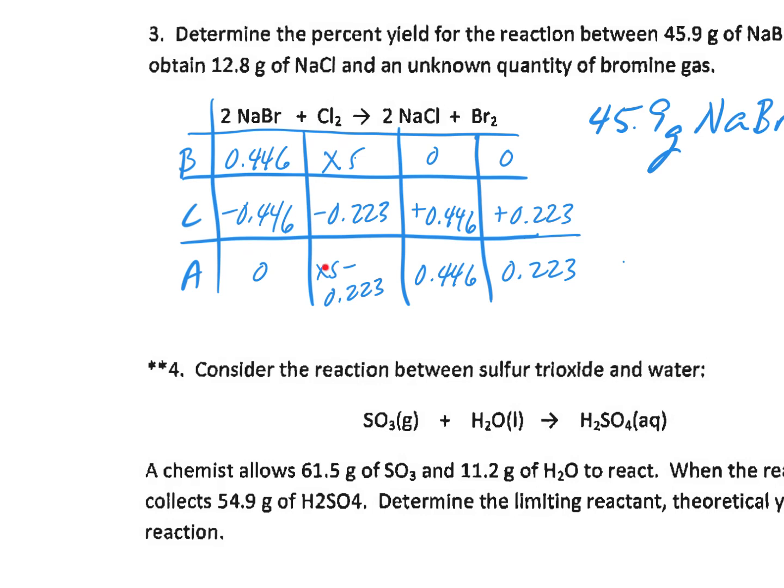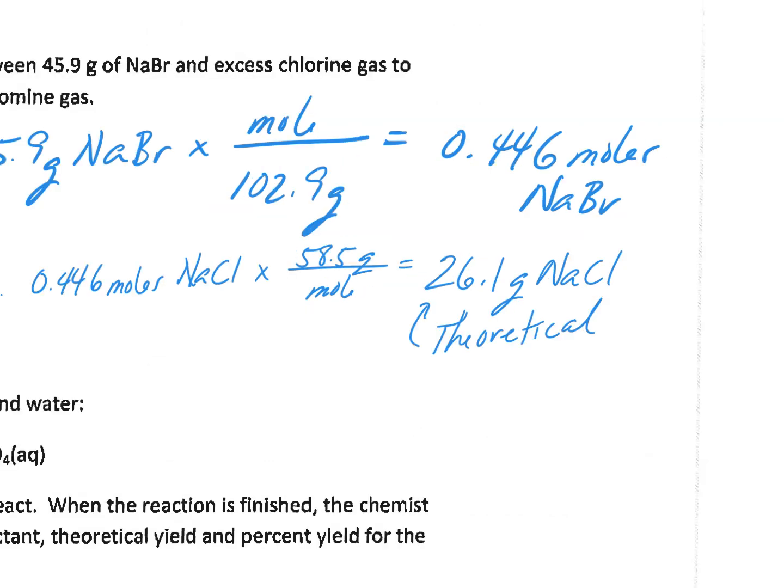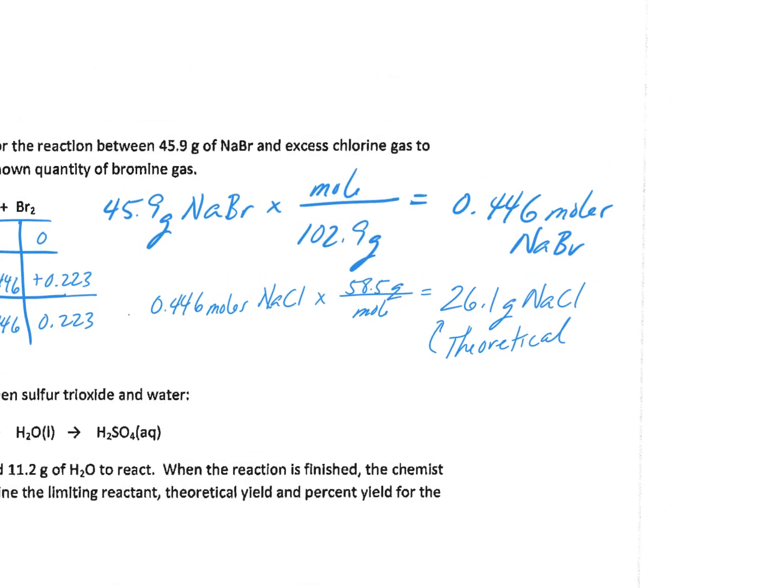I did not need to do this calculation, but I just did it anyway, just to show you that it could be done. I filled out the entire BCA table, but all we really needed was to know the amount of sodium chloride that we could theoretically make. Theoretically, we should be able to make 0.446 moles of sodium chloride. Let's see how many grams that is. That gives us 26.1 grams of sodium chloride.